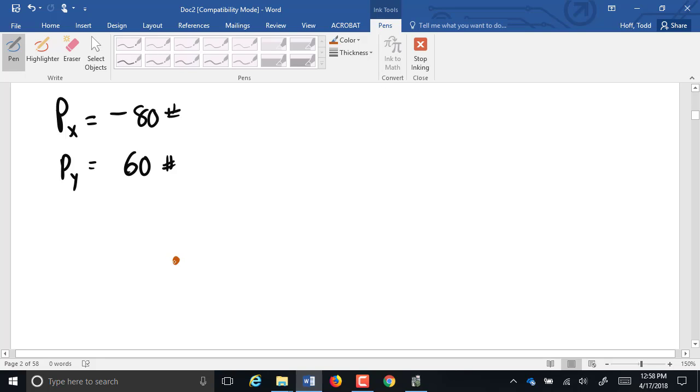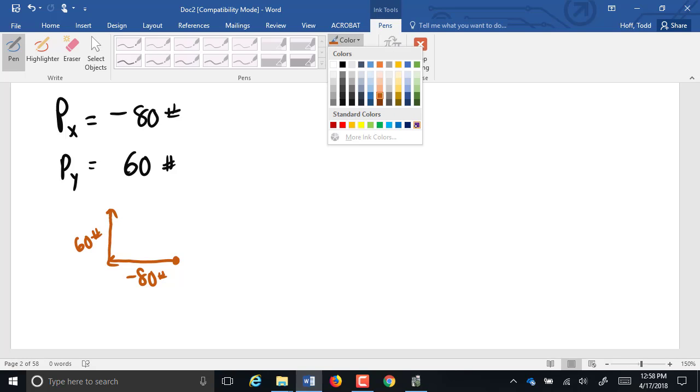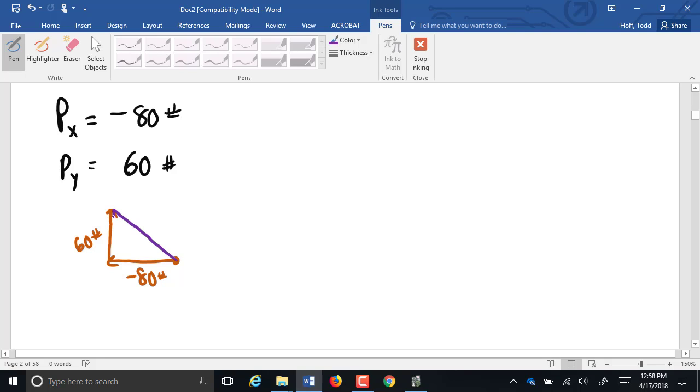So again, we're going to draw this out. From our starting point, what direction do we go with px? We go left because it is negative. For py, up, and that's positive 60 pounds. So then, of course, our p is right there. Theta is actually that angle.